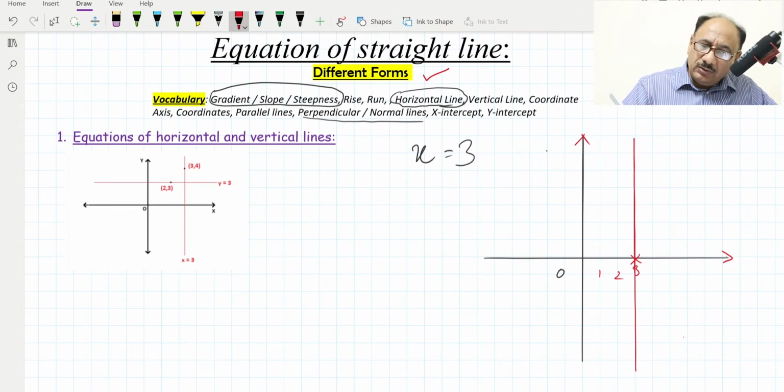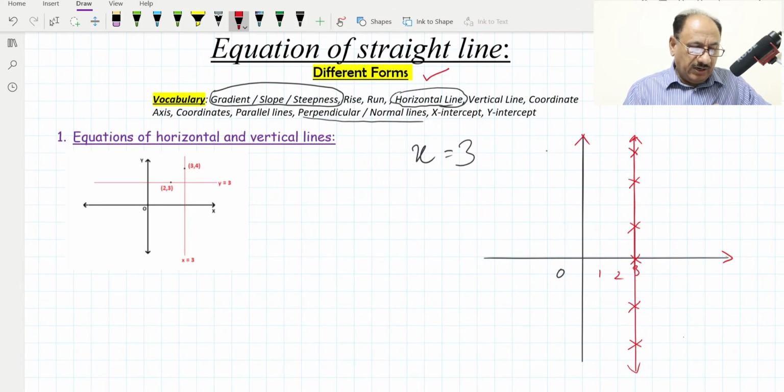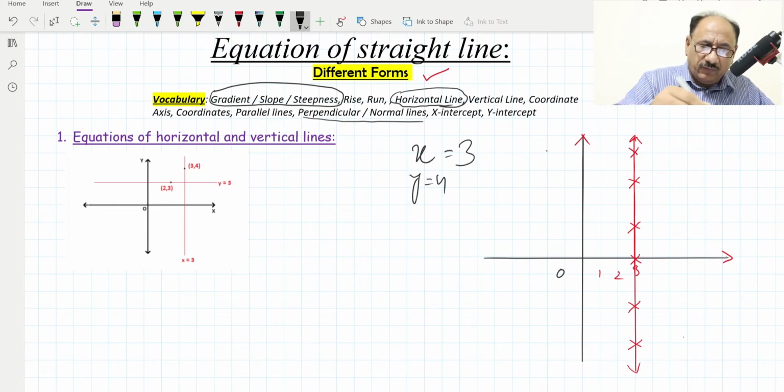On this line, at each and every point the x value will be constant, which is 3. So this will be the line x is equal to 3, and it will be parallel to the y-axis. Similarly, y is equal to, for example, y is equal to 4. So we can write y is equal to 4.